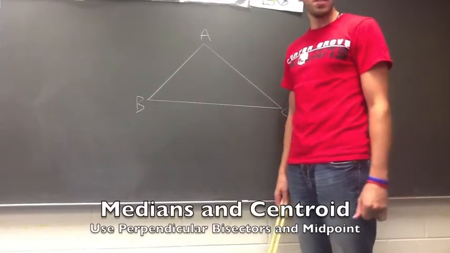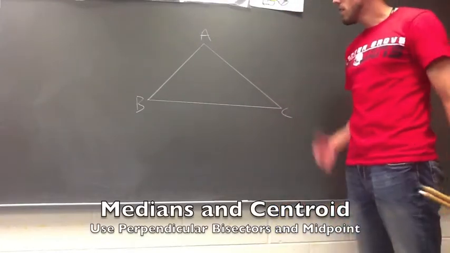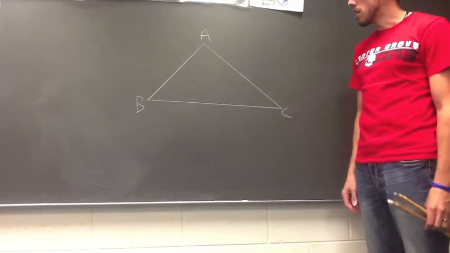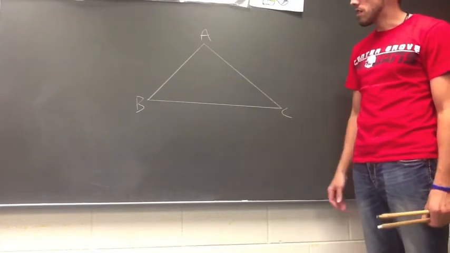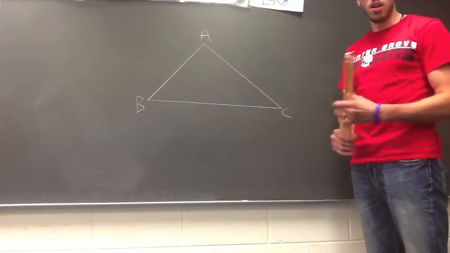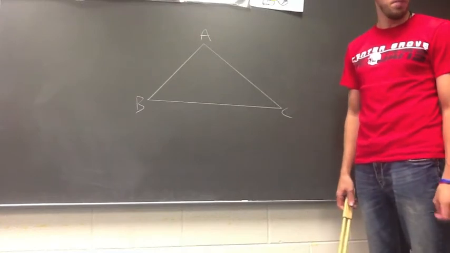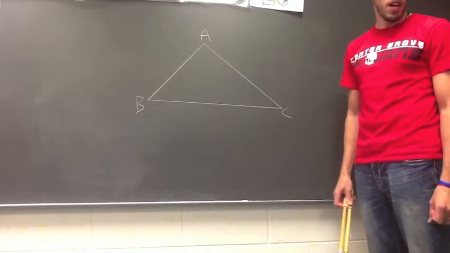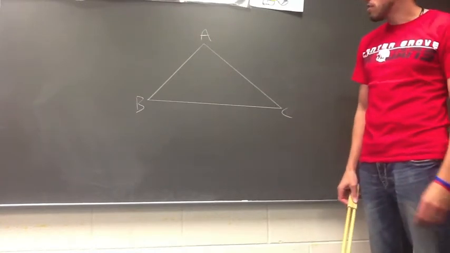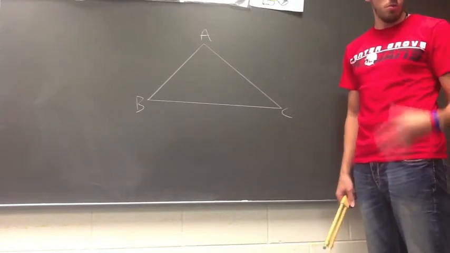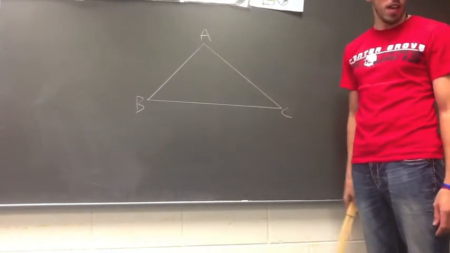Okay, this is constructing medians. So I am going to be constructing the medians of this triangle, and they are going to come to a point of intersection, and we will find out exactly what that intersection is. But first of all, I have to have a triangle, so I have triangle ABC.